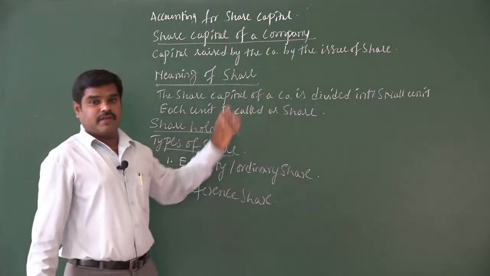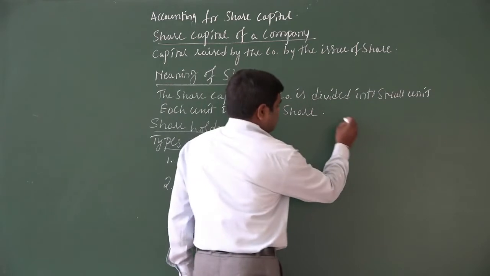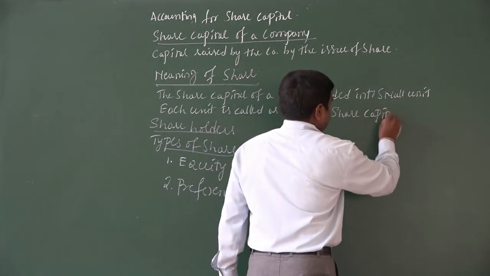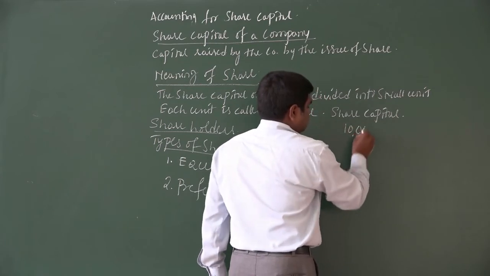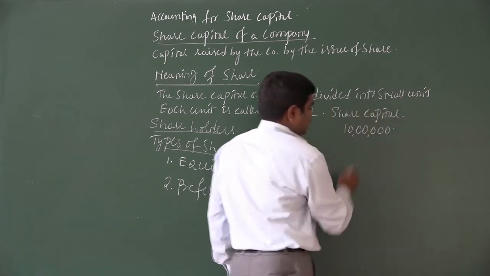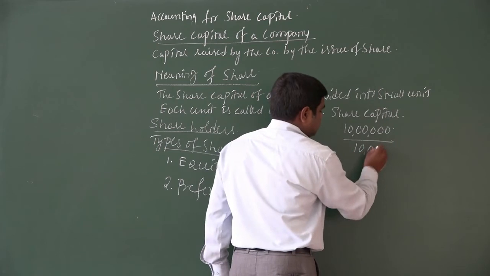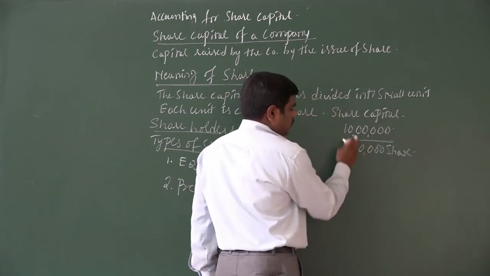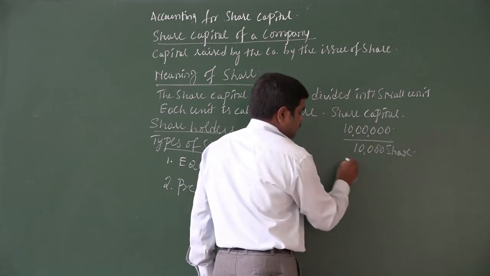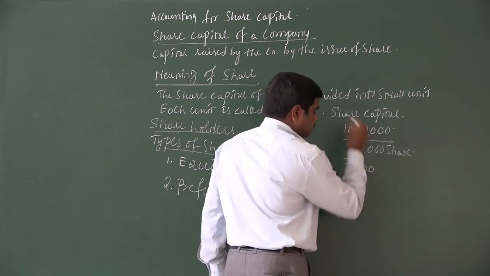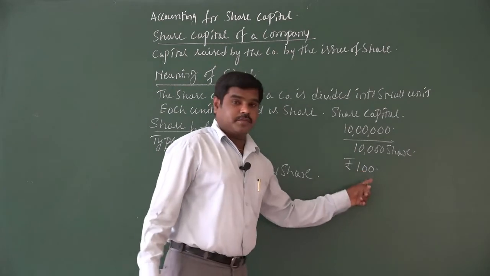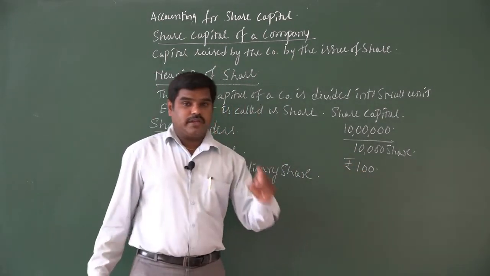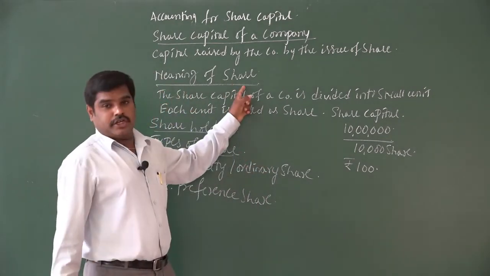For example, the share capital of a company is 10 lakh, divided into 10,000 shares. When you divide 10 lakh by 10,000 shares, you get 100 rupees. That 100 rupees is what you call 1 unit, and that 1 unit is what you call a share.